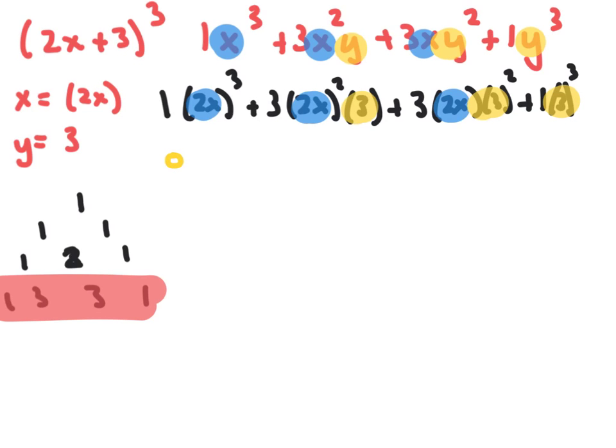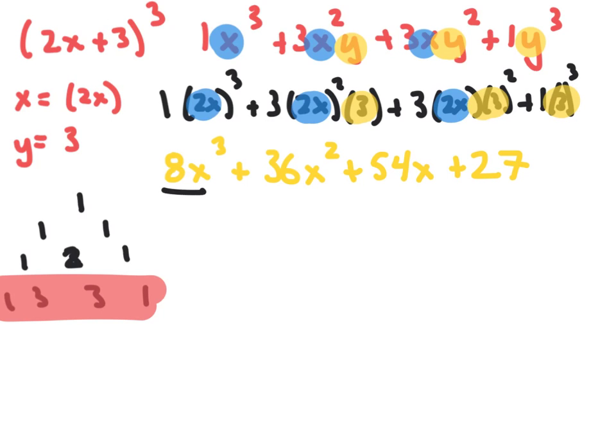So 2x cubed is 8x cubed, because 2 times 2 times 2 is 8. Now in the next case, I have a 3, that's 9, and this is 4, so 9 times 4 is 36x squared. In the next case, I have a 3 squared, that's 9, and then 2 times 3 is 6. 9 times 6 is 54. And then in the last case, I have 3 cubed, which is 27.